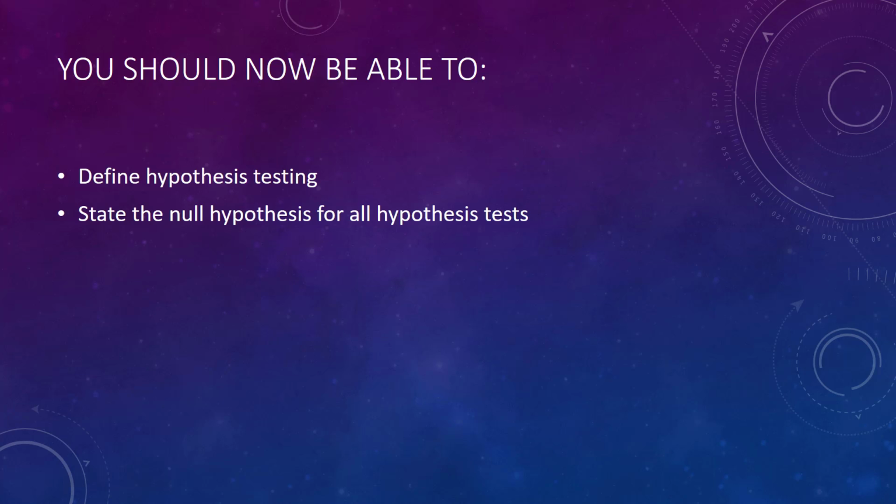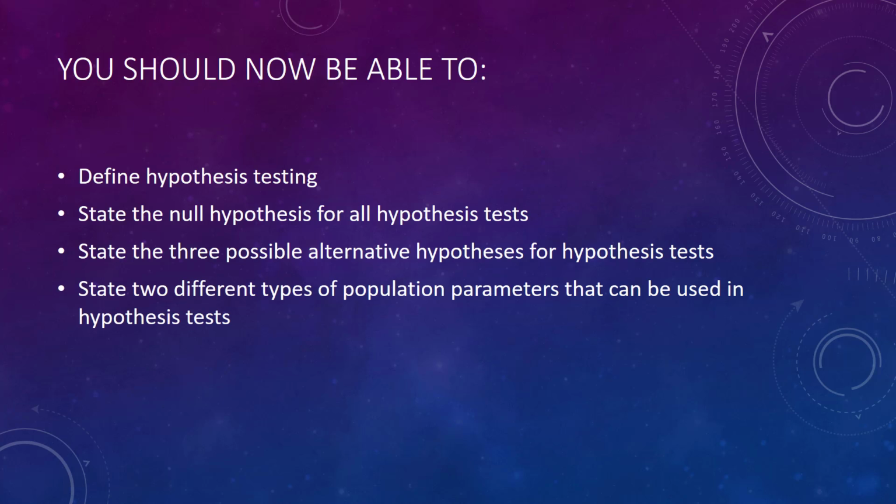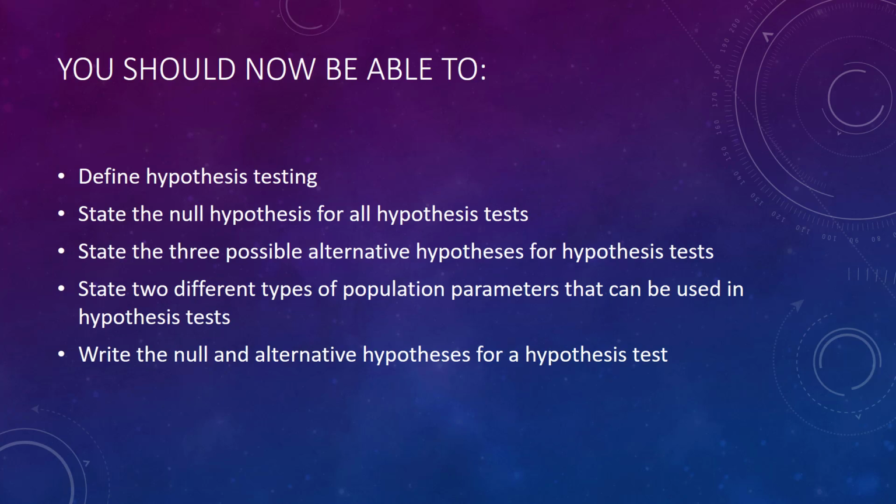Having watched this video and the previous video, you should now be able to do the following. Define hypothesis testing, state the null hypothesis for all hypothesis tests, state the three possible alternative hypotheses for hypothesis tests, state the two different types of population parameters that can be used in a hypothesis test. And lastly, you should be able to write the null and alternative hypotheses for a hypothesis test.